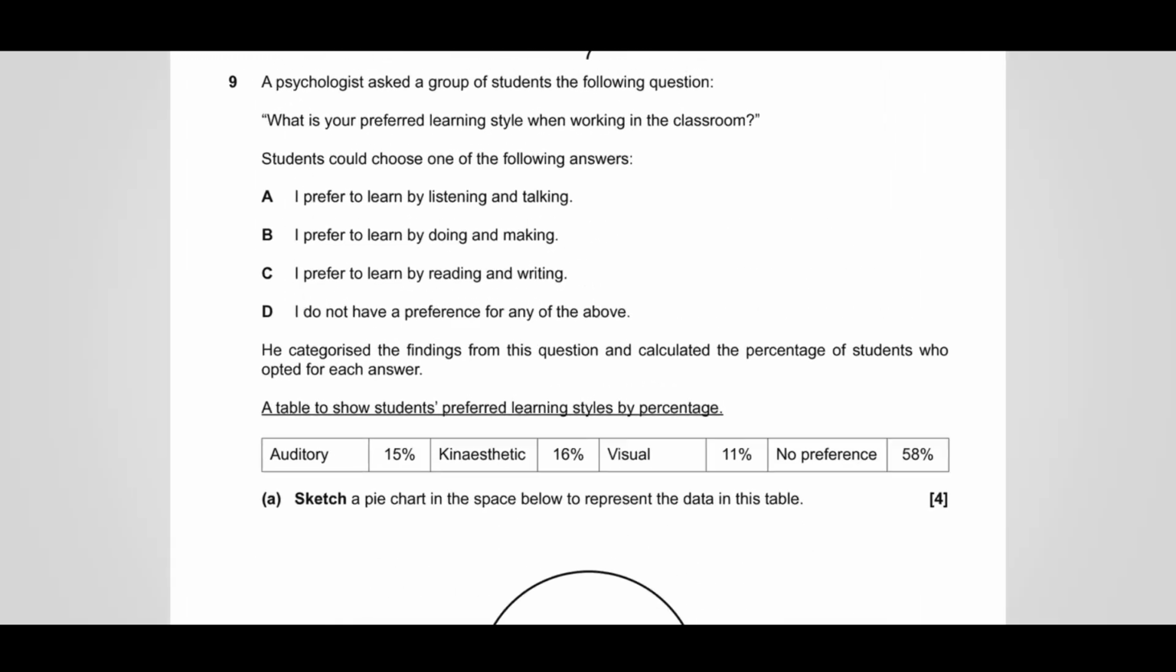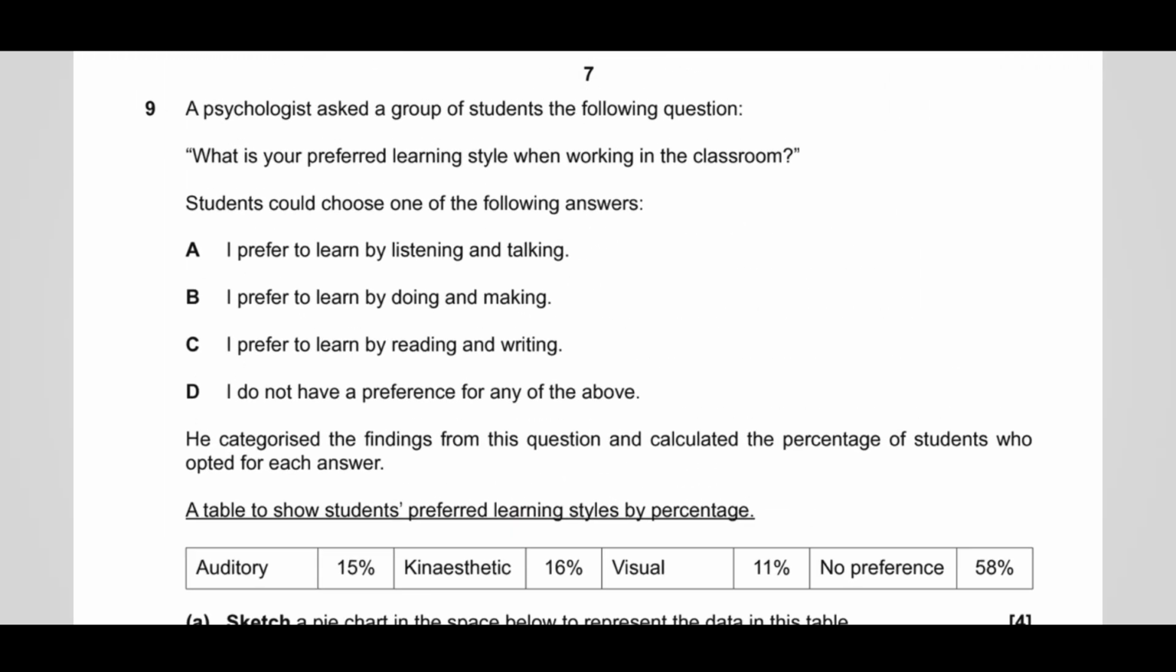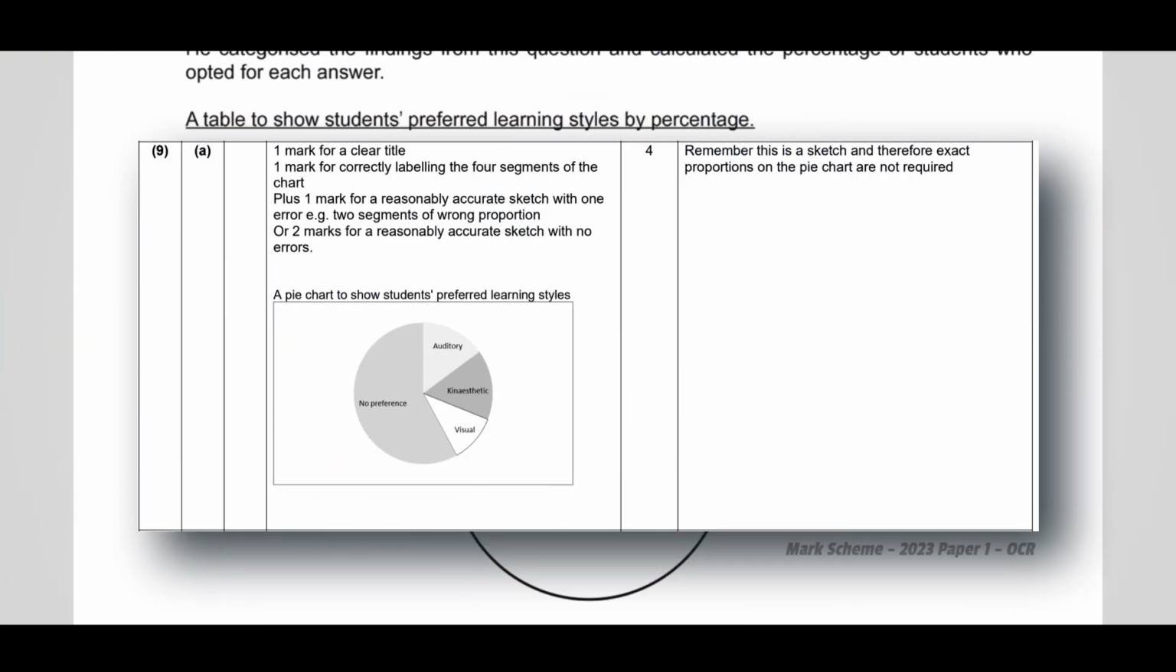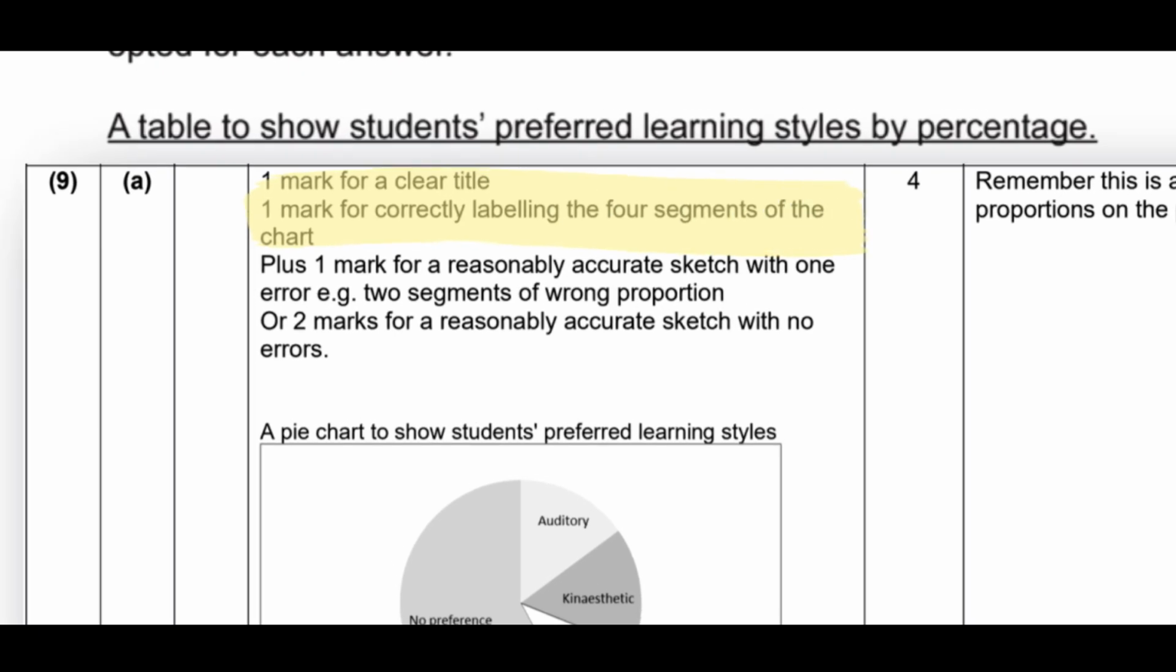So question 9 then. A psychologist asked a group of students the following question: what's your preferred learning style? Now, for this one, we're talking about making a pie chart, and I'm not going to get into the maths of this necessarily. I'll just show you what we're looking for here in terms of the answer. However, the one thing I really want us to know, and this is going to be another one of my top tips, is to make sure that you understand that anything that is based on making a table or graph or chart or anything along those lines in psychology at GCSE, half of the marks are often for just writing the labels and a title.